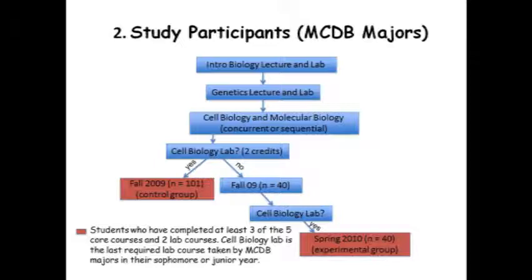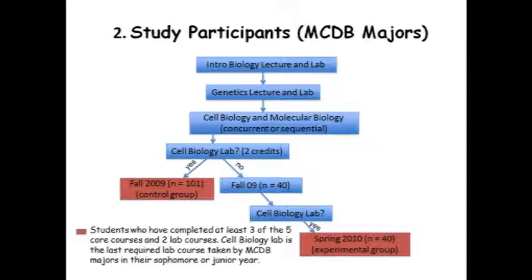If you look at the 2 boxes, you can see these students in the fall of 2009, about 101 students, have gone through the intro genetics and cell biology courses, or some of them have already taken the 4th lecture, which is molecular biology. So these students took at least 3 lecture series plus 3 labs associated with these courses. There are no labs after the cell biology lab. So that's whatever lab experience they get.